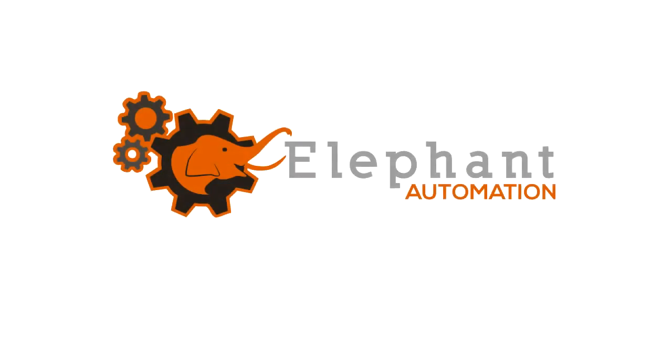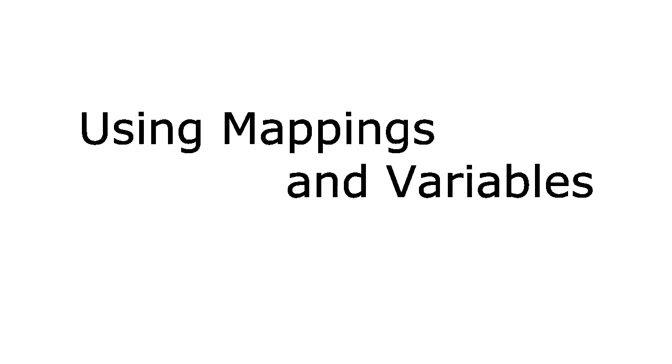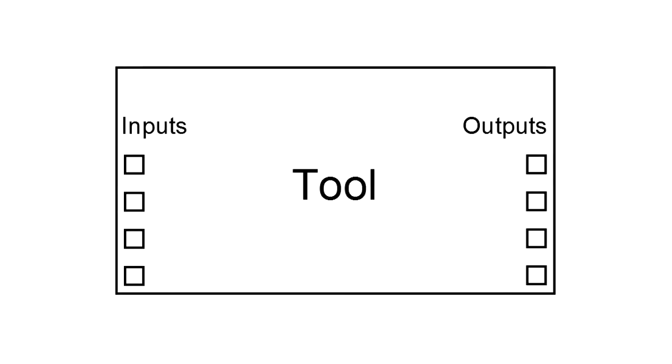I'm Nathan Moss, and in this video we're going to discuss the quintessential topic of mappings and variables. The first order of business is defining what a mapping is. In ElephantAutomation, our tools have both inputs and outputs. The inputs change how the tool works. The tool does some stuff, and then the tool sets its outputs.